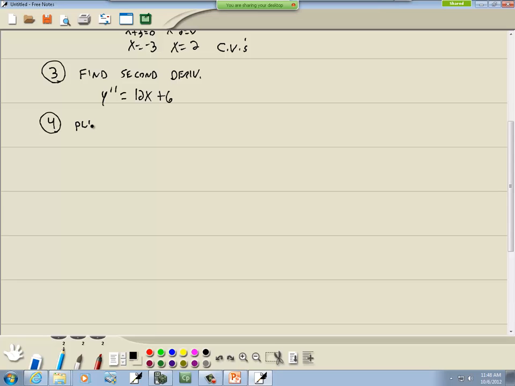Plug each critical value into the second derivative. Now really notice what we're doing here. Those critical values came from the first derivative, didn't they? And then we're plugging them into the second derivative. So plug each critical value into the second derivative and simplify.